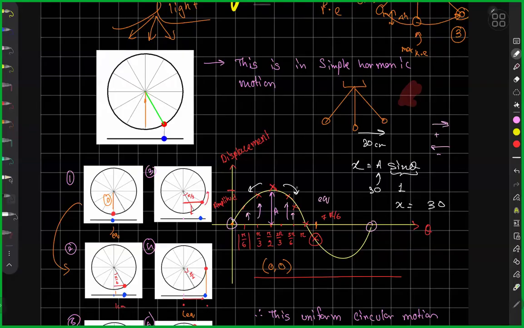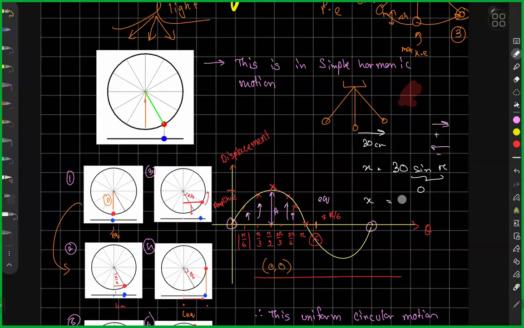So let's say, for the same example where the amplitude is 30 centimeter, that is the maximum displacement of the pendulum is 30 centimeter, left or right, doesn't matter. Okay, so let's say x is equal to 30 sine of, let's say, pi. What is my displacement going to be? What is sine of pi? 0. So isn't my displacement 0? Well, it is. My displacement is indeed 0.